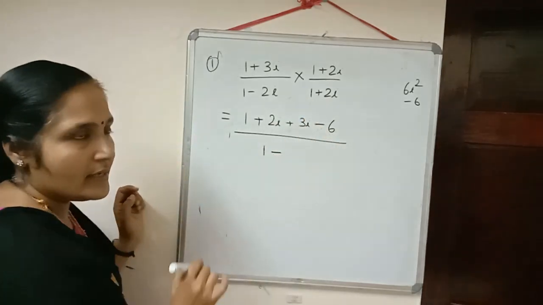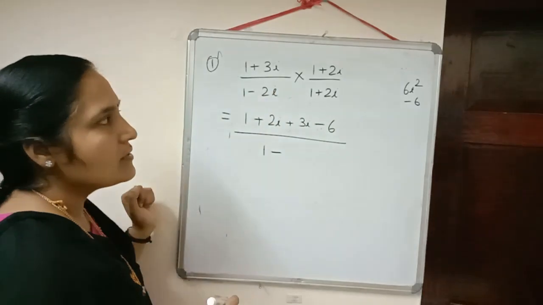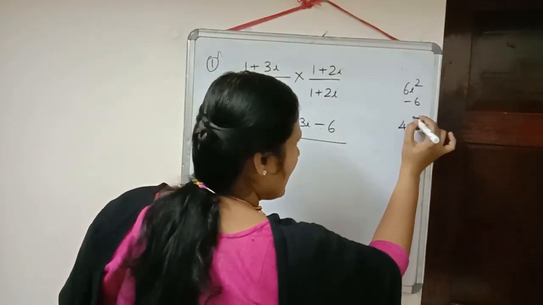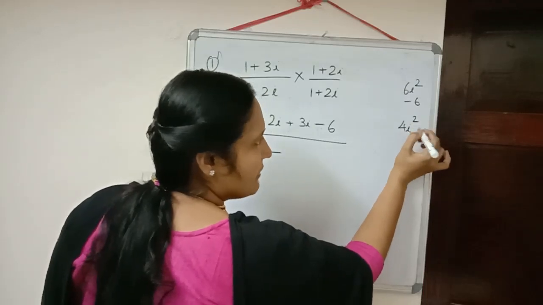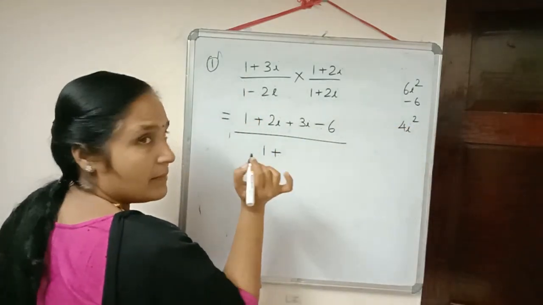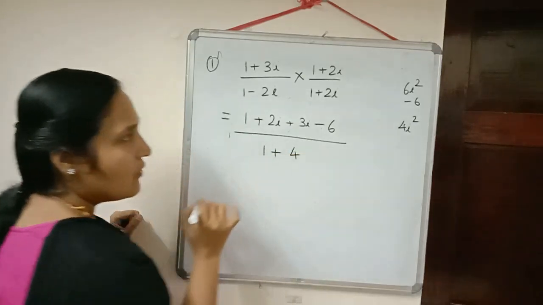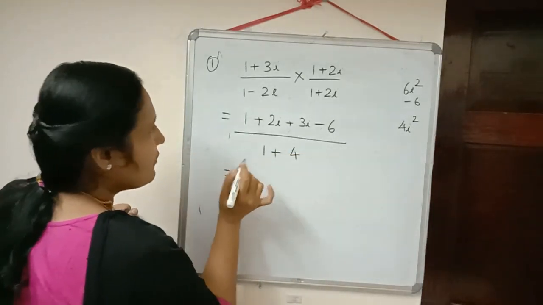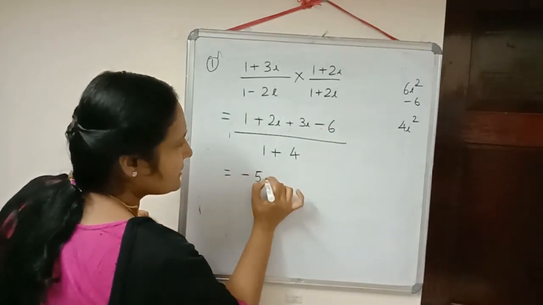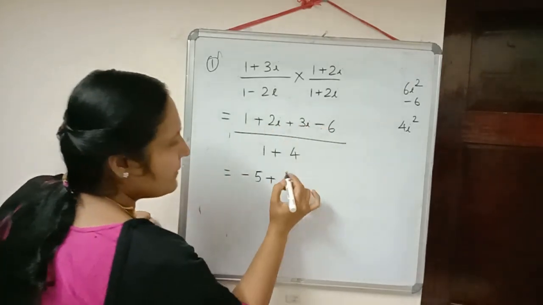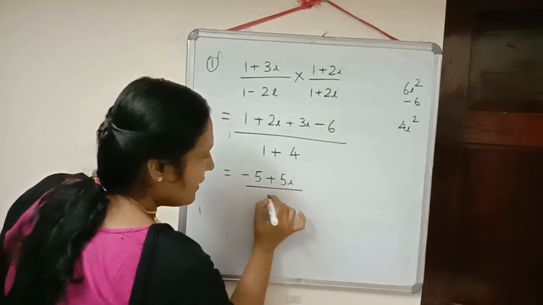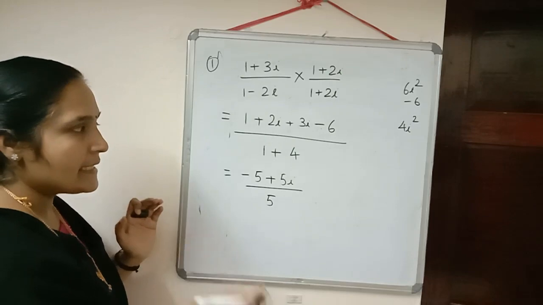So 1 minus (2i) the whole square. What will be 2i the whole square? 4i square. And what is the value of i square? Minus 1. So this negative will become positive there. So we will get 1 plus 4. So now what we are getting? 1 minus 6, that will be equal to minus 5, plus 3i plus 2i, 5i, by 4 plus 1, 5.